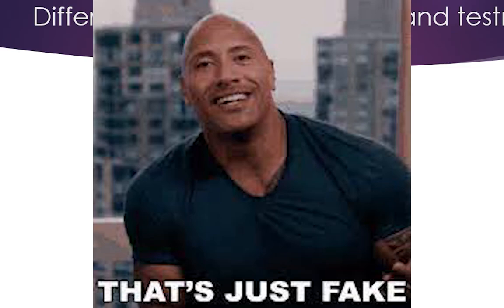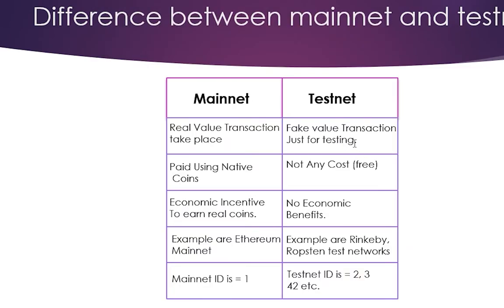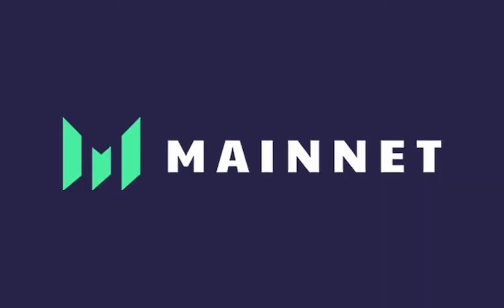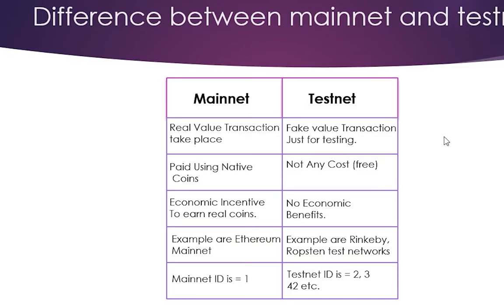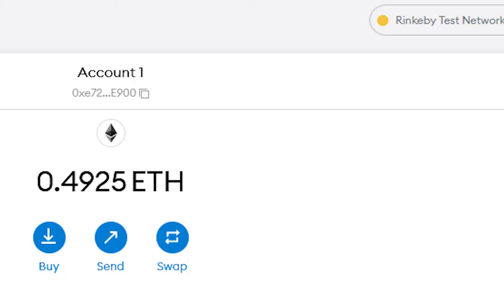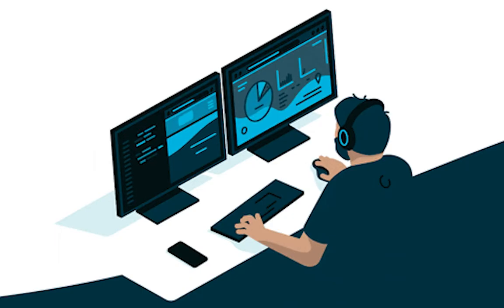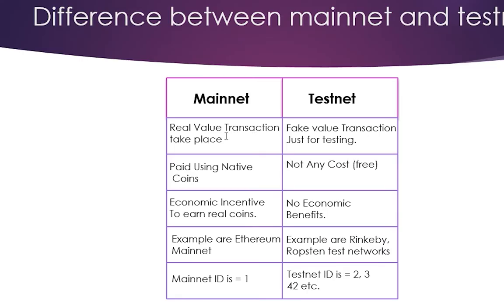Fake value transactions take place just for testing purposes. As I told you, the mechanism is the same as the mainnet. The developer writes a contract and there will be some methods for sending and receiving and many other methods, and before deploying it to the mainnet, the developer will test it on the test network, and there we will have some fake accounts and some fake ether to do transactions between these accounts and test our contract, and then the developer will deploy it on the main network. That was just a simple difference between the first points of the mainnet and the testnet.